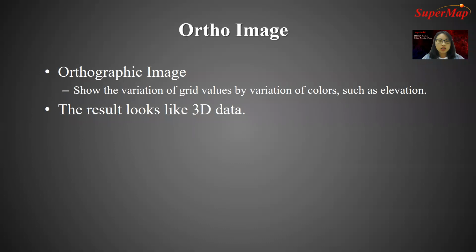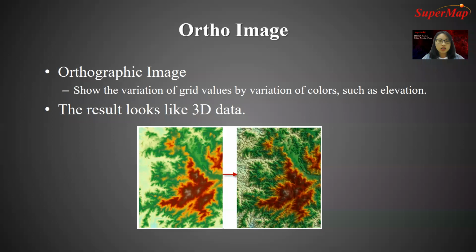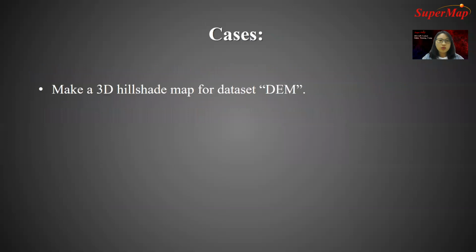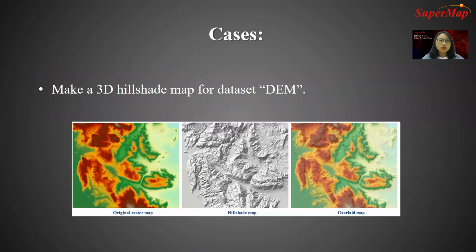And the shaded relief image shows the variation of grid values by variation of colors, such as elevation. So the result is more like a 3D. It has this 3D effect. And the hillshade determines the illumination of each cell to enhance 3D effects. With the hillshade, we can overlay the DEM data and the hillshade map to get an overlaid map which is similar with the shaded relief image. And also it has 3D effect.